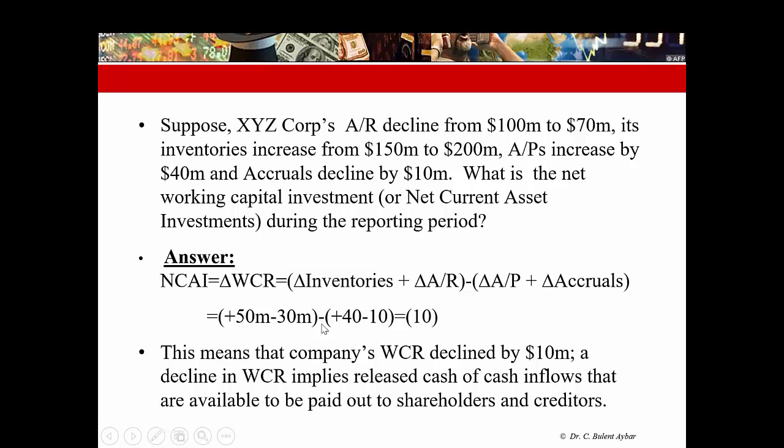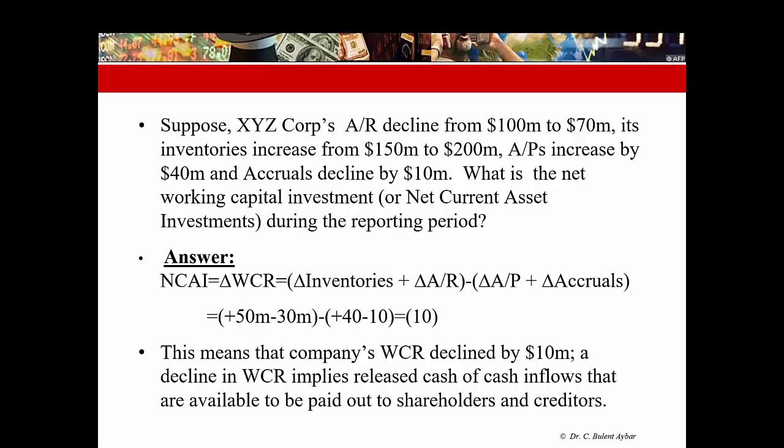When we account for all the signs, we have a 20 million increase on this side and a 30 million increase on this side. That means that our working capital requirement declined by 10 million, or the net current asset investments is minus 10 million. What does that mean? That means that the firm, from one period to another, is able to operate with $10 million less investment in working capital.